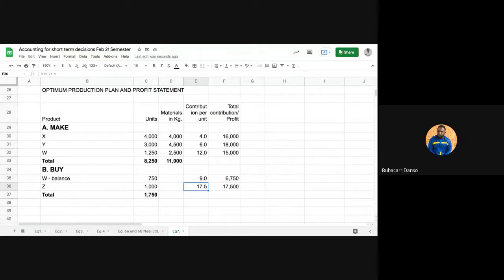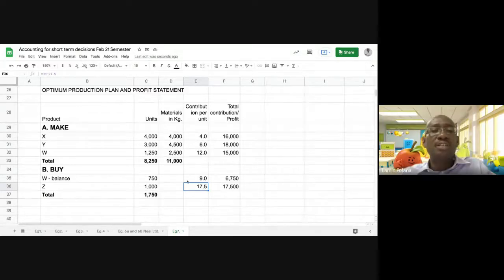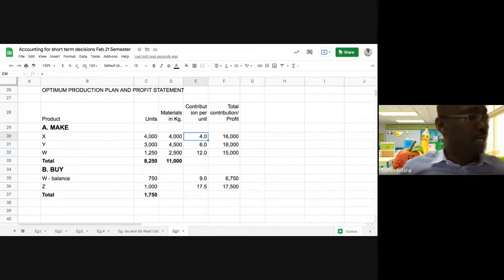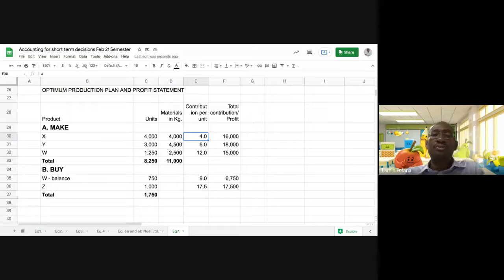How do you get it when you are calculating? Okay, the contribution for X, Y, and W is very simple. It was given in the question. When you look at the question, it gave you all the variable costs at 17, 7, 12, and 19, and it gave you the selling price, and the contribution is calculated. So we didn't do any work, we just took those contributions and plugged them here. But for these ones, we need to do calculation.